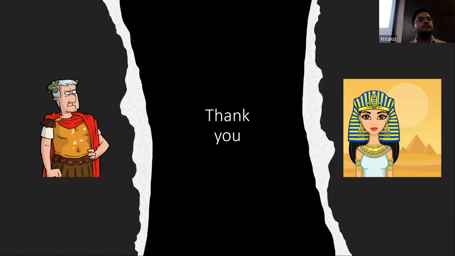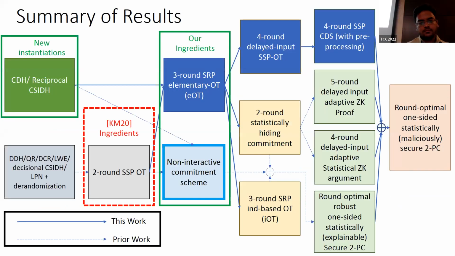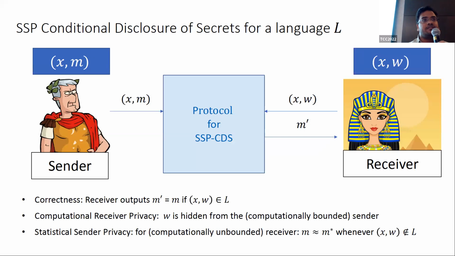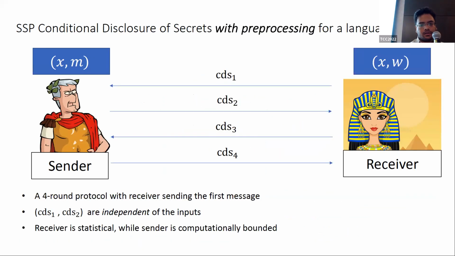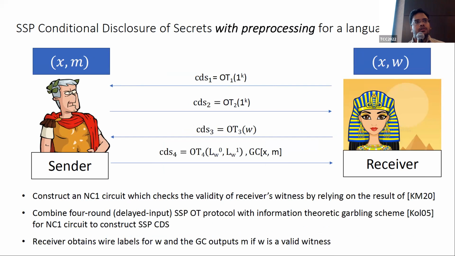Could you clarify the modeling for the unbounded receiver in this delayed input CDS thing? Are you split staging the CDS? Yeah. So here the receiver is statistically unbounded, and malicious, both. But if it were unbounded without the witness, it could compute. So it can compute the CDS1 and CDS2 message even without the witness. So if you see the protocol, it doesn't depend on the inputs. So the first and second round message is like pre-processing. So yeah, it only depends on the security parameter.